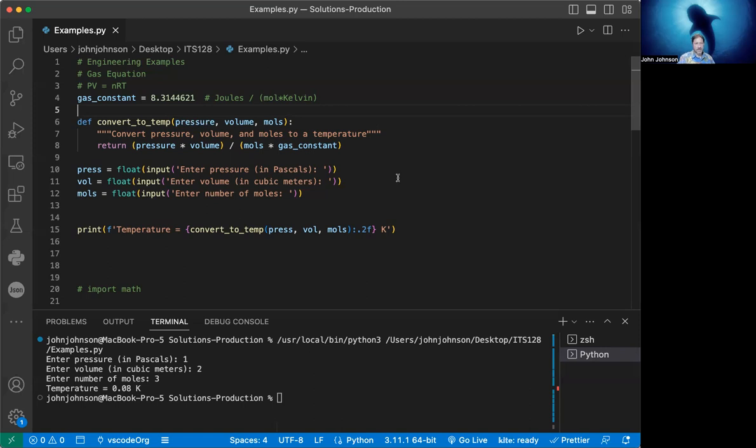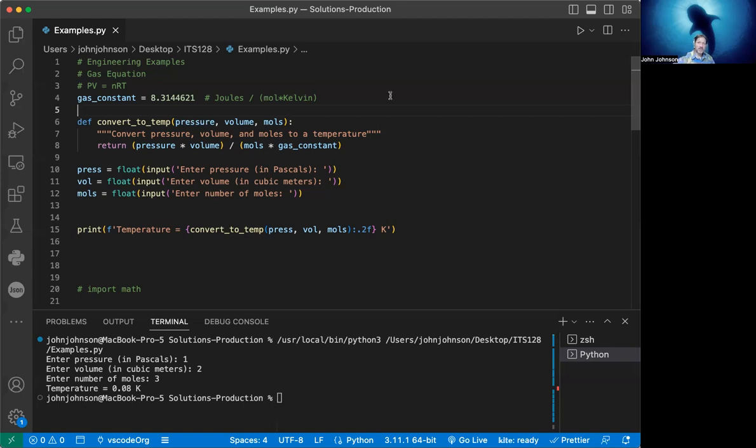Then we'll go down here to our print statement where we're printing a formatted string. We're going to say temperature equals. Then inside here, you've got the expression that calls the function. So the function is convert to temp. We're going to send it press, vol, and moles that we just came up with. And then we're talking about here with the 0.2f, that tells us to go ahead and take our result and put 2 decimal places as a float here.